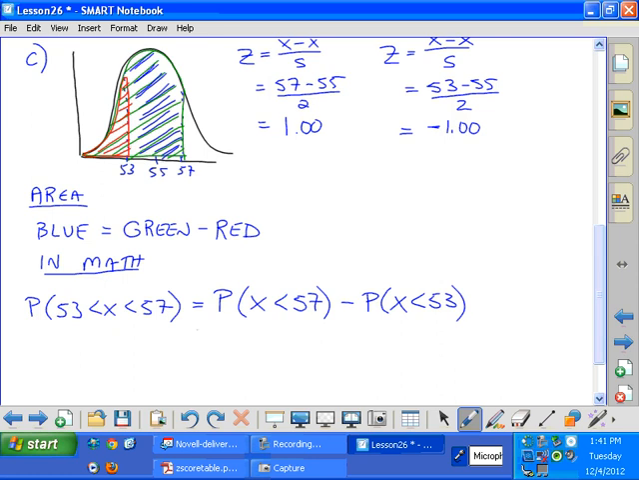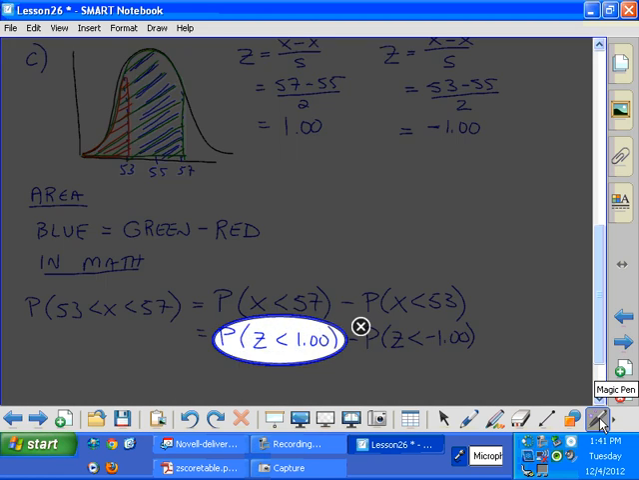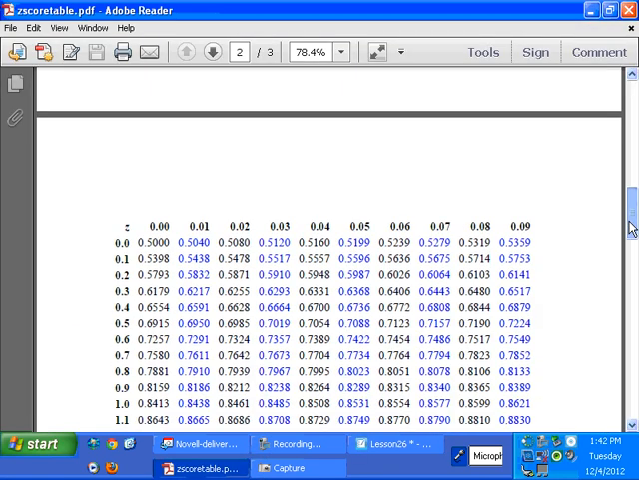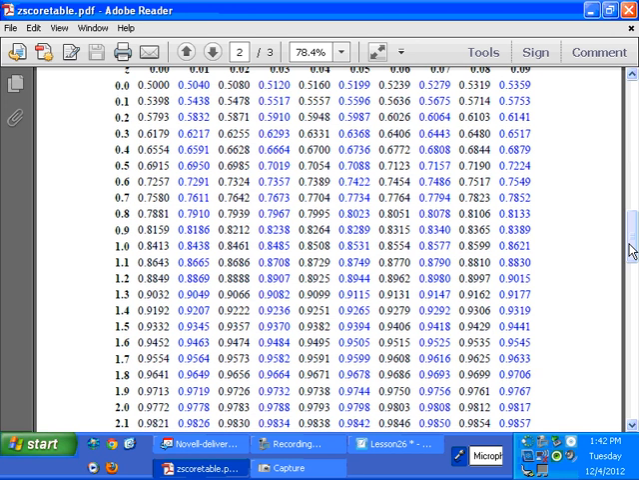Now we already have the z-scores, so we can convert that to z-scores. So the 57 is 1.00, and the other one, the 53, is negative 1.00. Now we go to our z-score chart, and we can replace those values. So as soon as you're dealing with a z-score, you can use your z-score chart. Okay, you have to be in z-score form in order to use that z-score chart. So let's look up the value for 1. So positive 1 is down here.